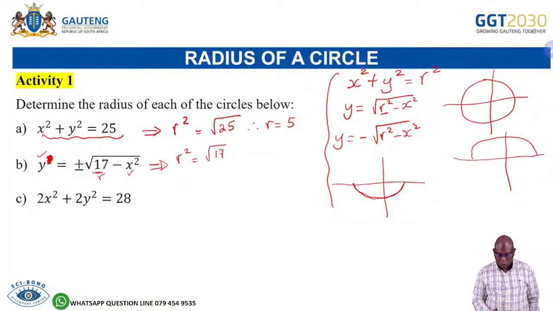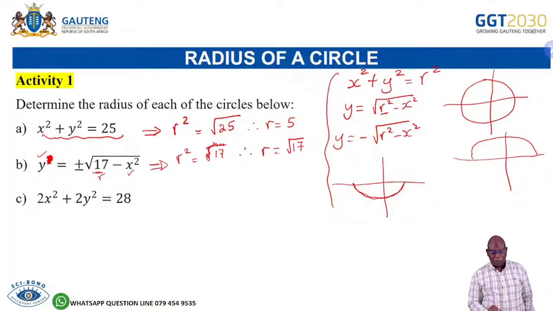So the r squared is going to be 17, because that's your r squared, which means that my r will be equal to the square root of 17. Not plus minus, but positive only.